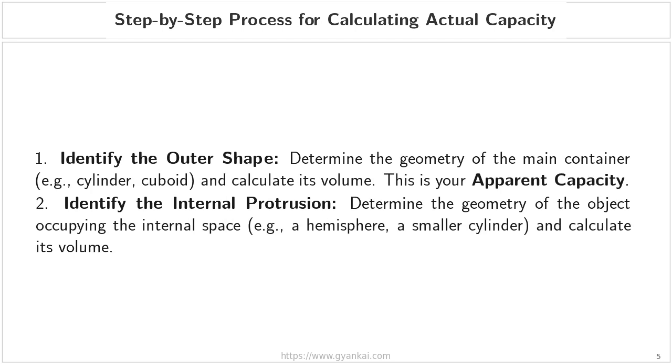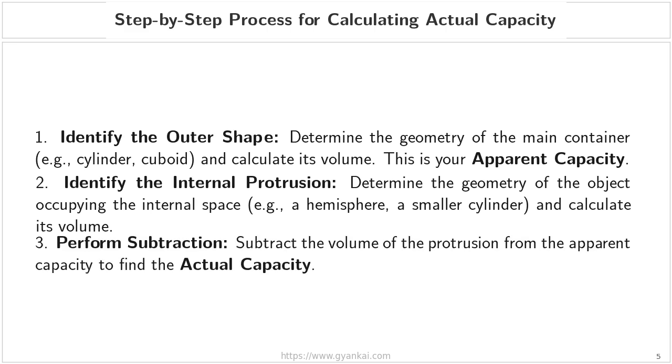Second, you need to identify the internal protrusion. This is the part that is taking up space inside the container. Determine the geometry of this object. For instance, it might be a hemisphere or a smaller cylinder, and calculate its volume separately. Third, once you have both volumes, it's time to perform the subtraction. To find the actual capacity, simply subtract the volume of that internal protrusion from the apparent capacity you calculated in step 1. This gives you the remaining usable space.